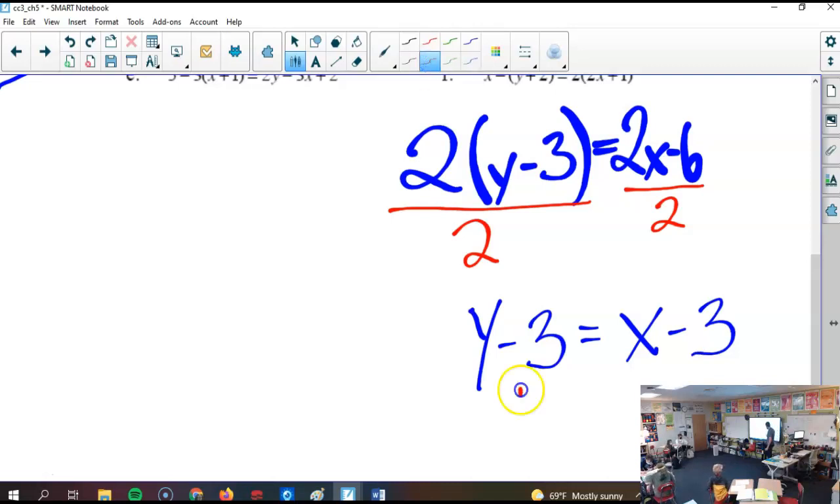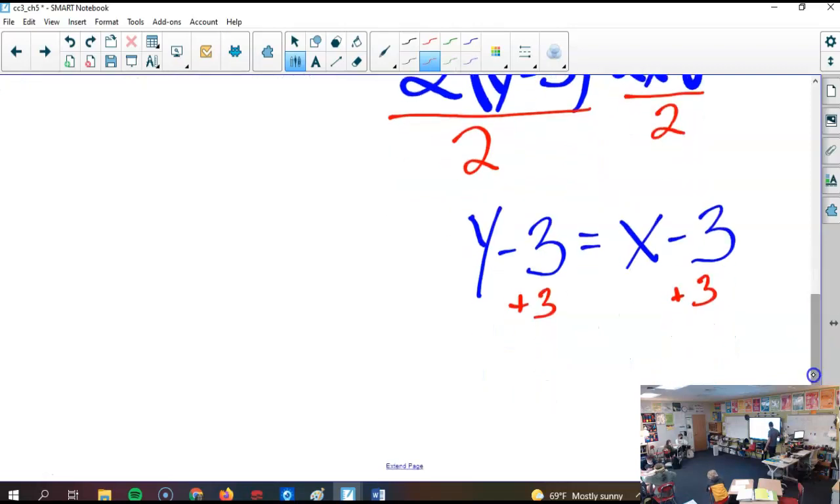Be careful. We're not saying x equals x. Guys, please quit stabbing in a dark room. I'll turn the light on in just a second. Just write this down. If we add 3 to both sides, we get y is x.